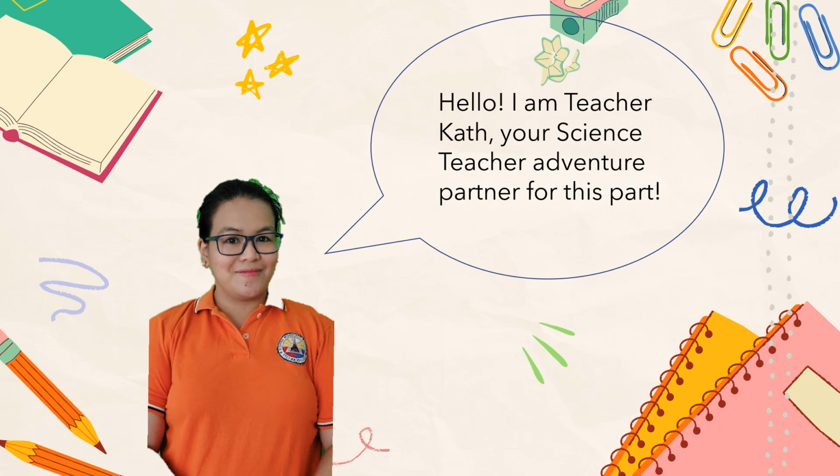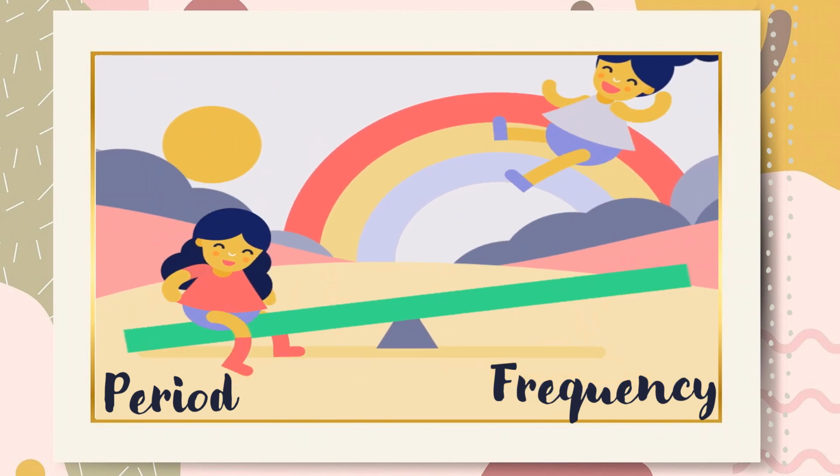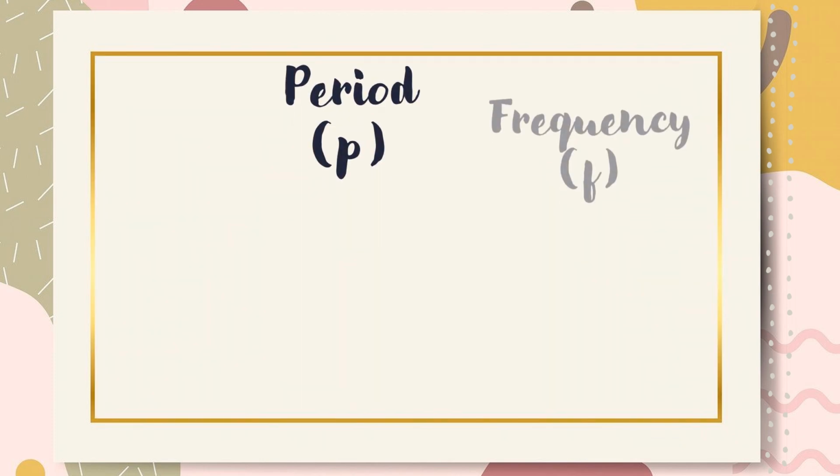If you can remember, Teacher Sandy told us about period, frequency, and wave speed. Let us recall that the relationship between period and frequency is inversely proportional, meaning as the period goes up, the frequency goes down. As the period decreases, frequency increases. Let us compare period and frequency.